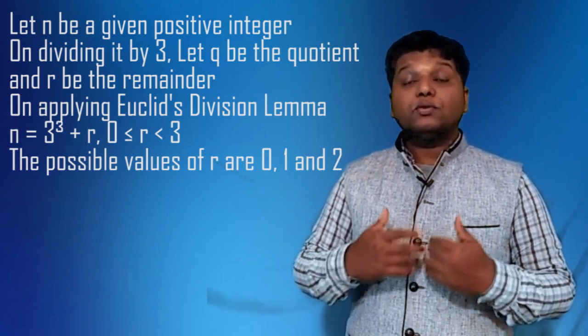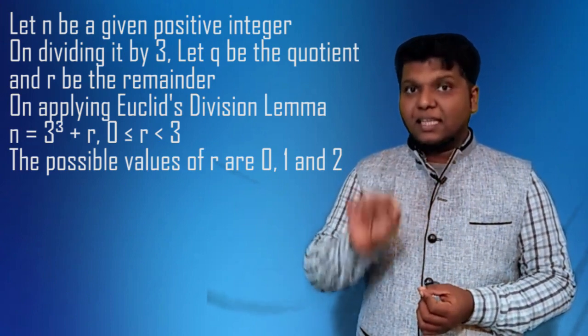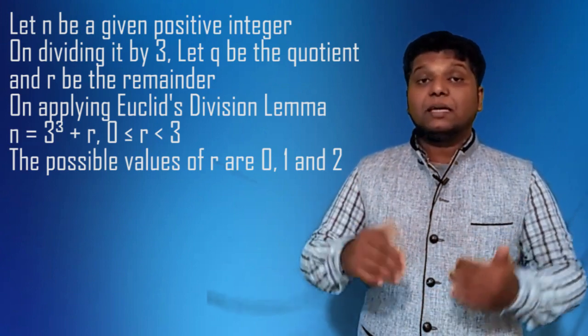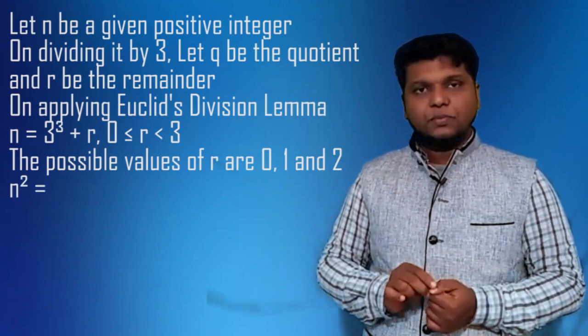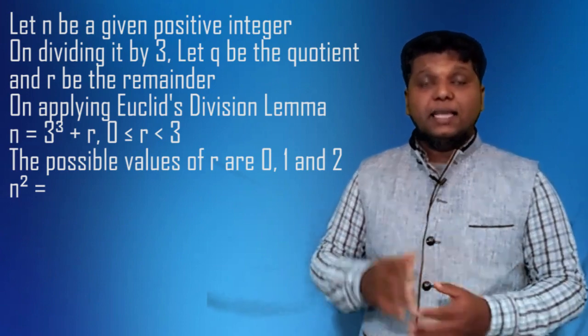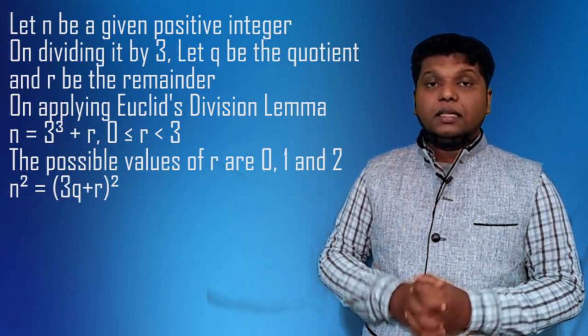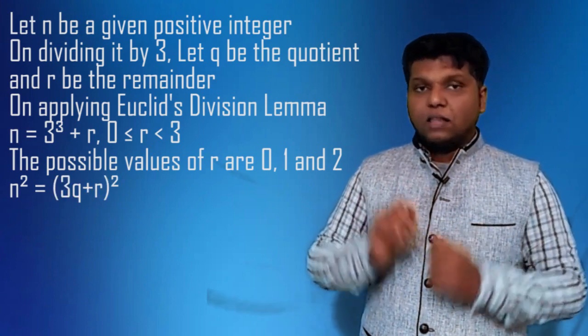Now you have to check the square of the number, right? Here n is the number which you have assumed. Next step, n² is equal to, take the square of the RHS also. What is the RHS? It is 3q + r. So take the square. What will it become? (3q + r)².